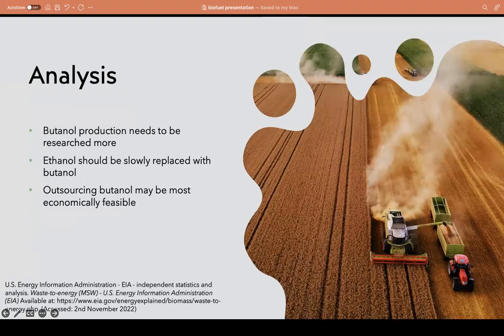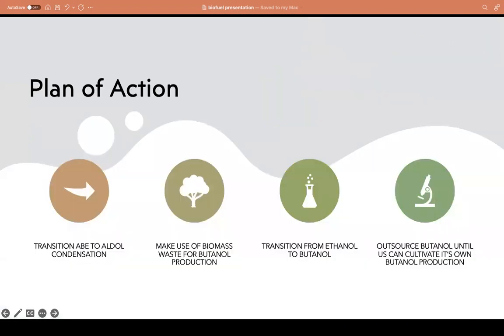So just looking at butanol, butanol production definitely needs to be researched more and made more efficient. And I think that ethanol should slowly be replaced with butanol due to its smaller carbon footprint. And while the economy is transitioning to butanol production, outsourcing butanol from countries like Malaysia may be most economically effective.